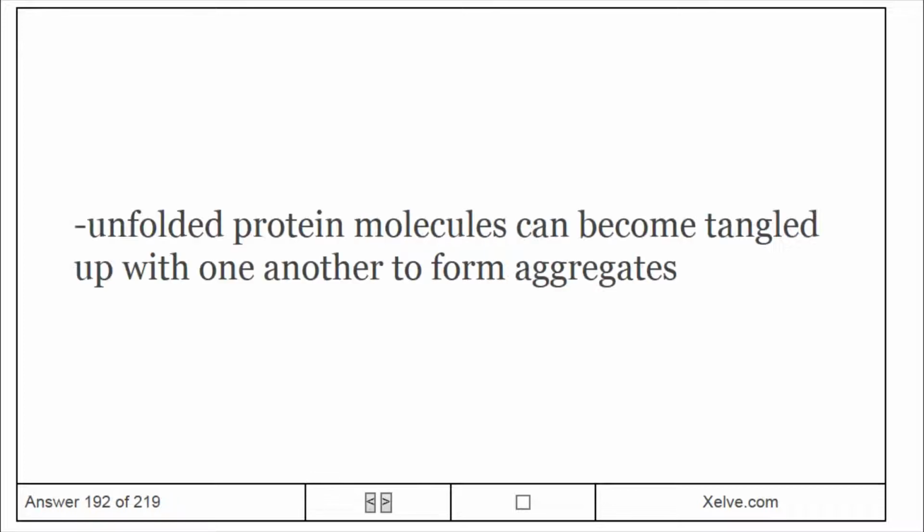Does refolding always proceed efficiently? No. Why not? Unfolded protein molecules can become tangled up with one another to form aggregates.